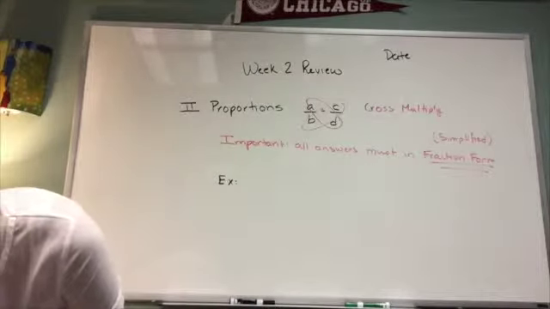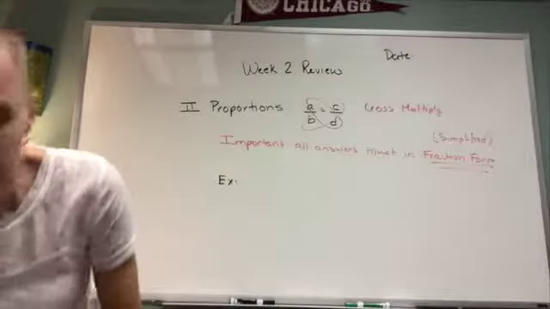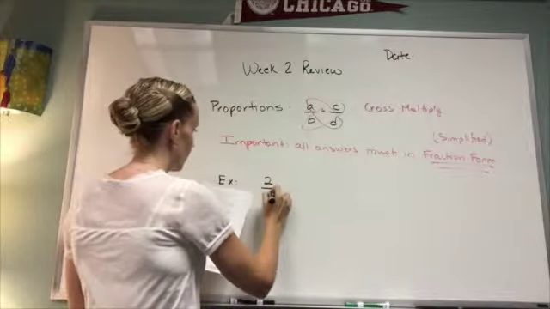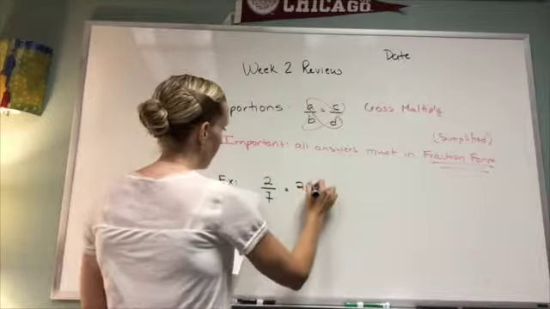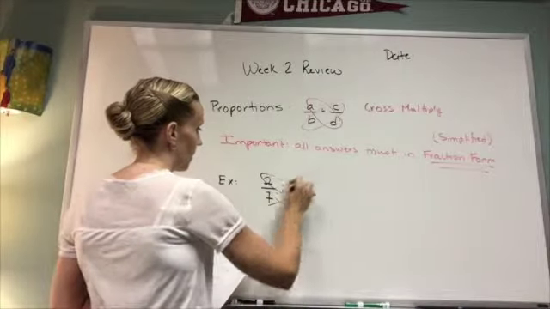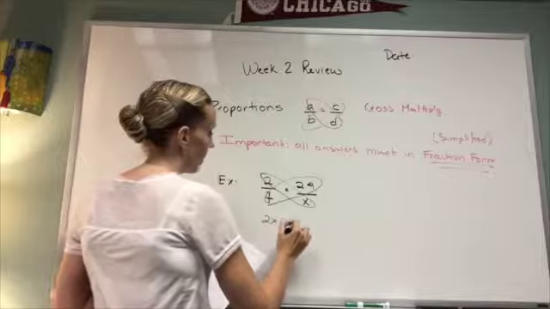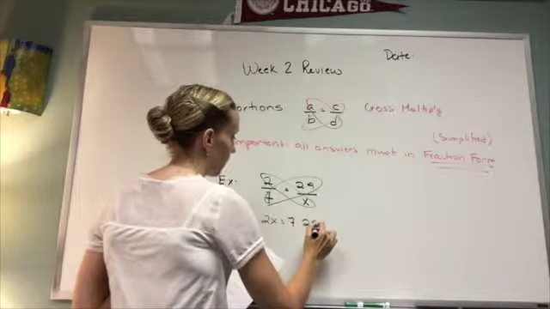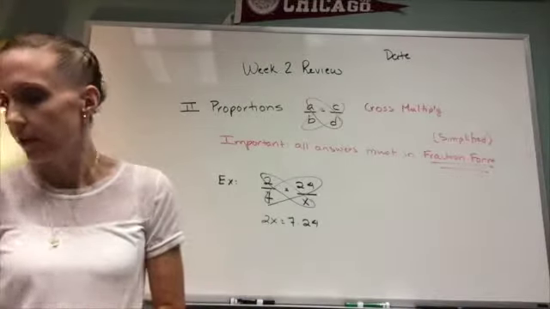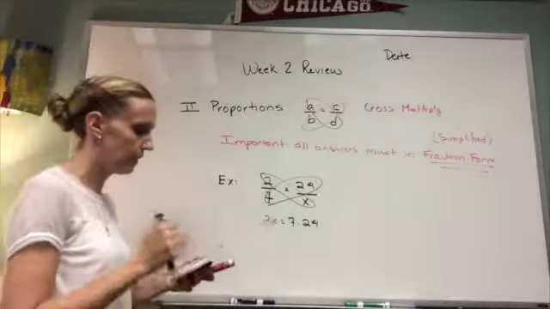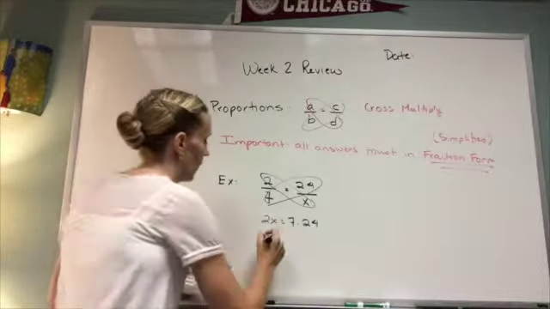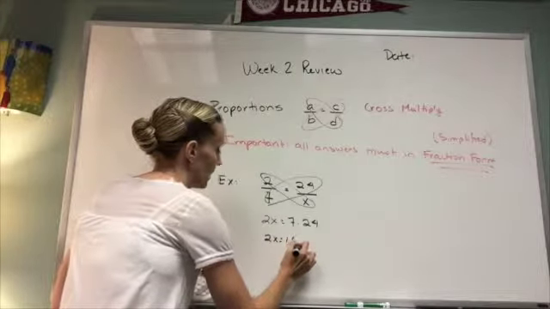Okay, so for example, let's get a proportion out, shall we? So 2 over 7 equals 24 over x. So we're going to butterfly it, and we get 2x equals 7 times 24. Go ahead and get your handy dandy calculator out, and we're going to both find that 7 times 24 equals 168. So 2x equals 168.